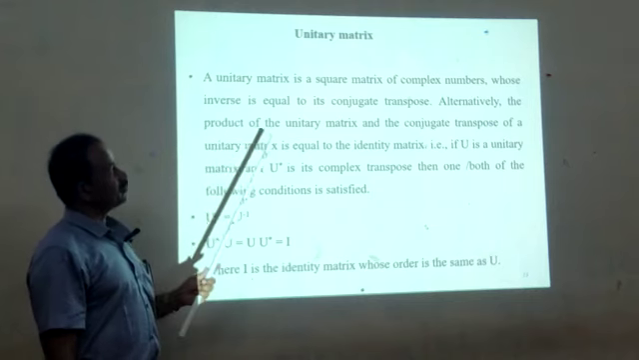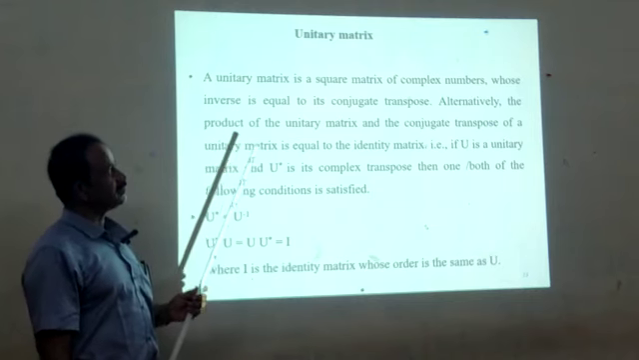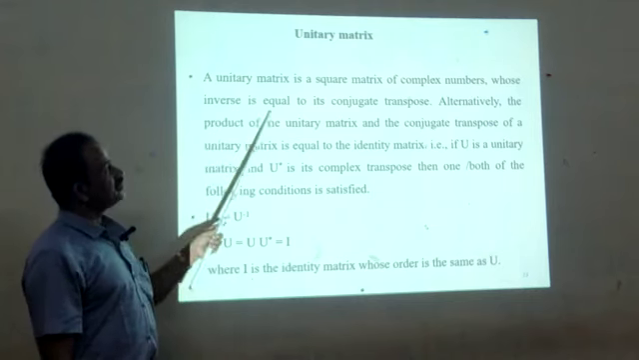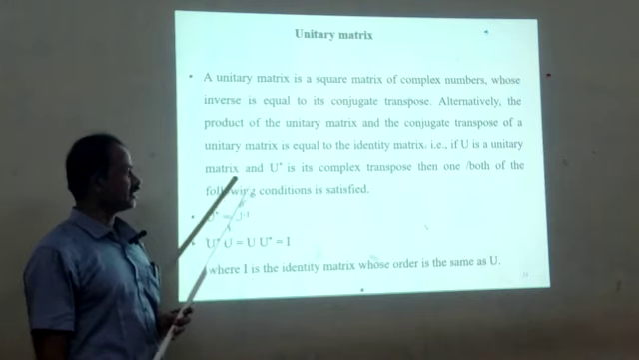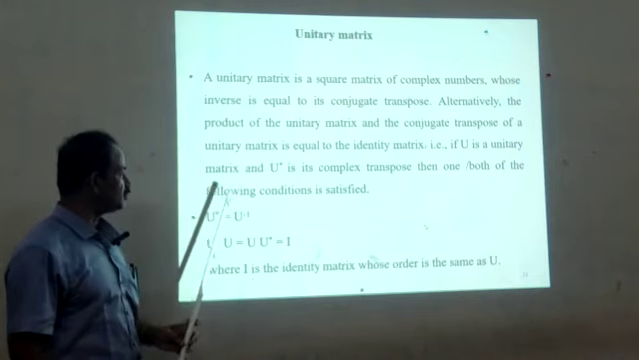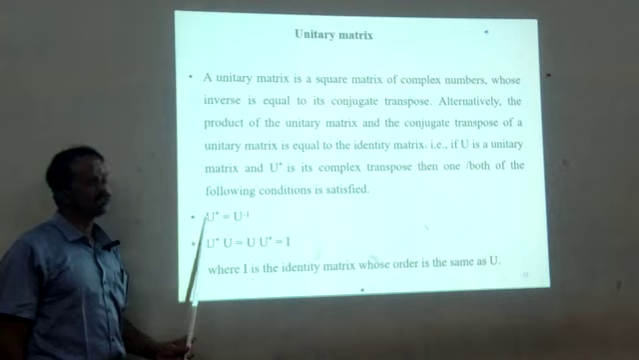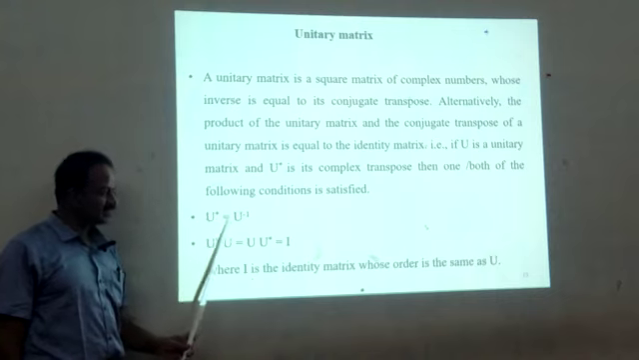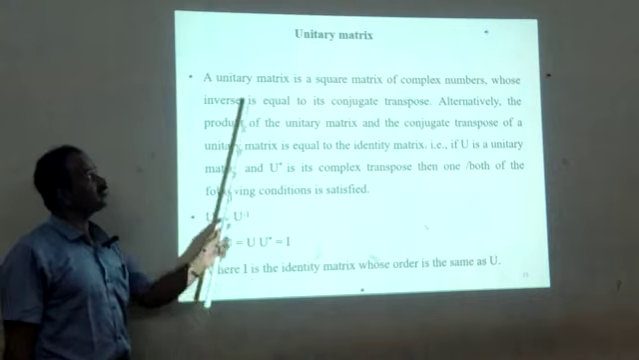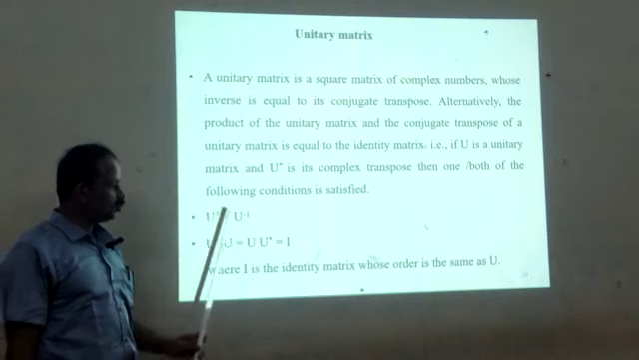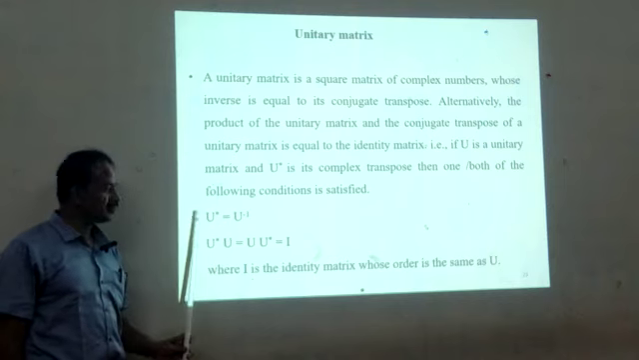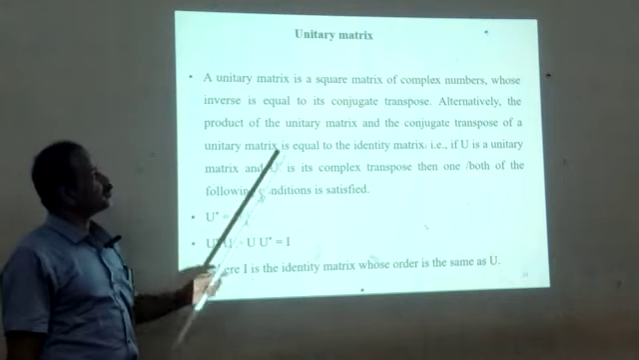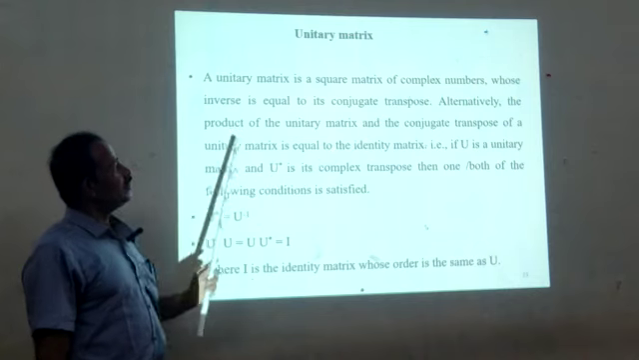Then the unitary matrix. A unitary matrix is a square matrix of complex numbers whose inverse is equal to its conjugate transpose. If this condition is satisfied, then this matrix is called a unitary matrix, whose inverse is equal to its complex conjugate transpose.